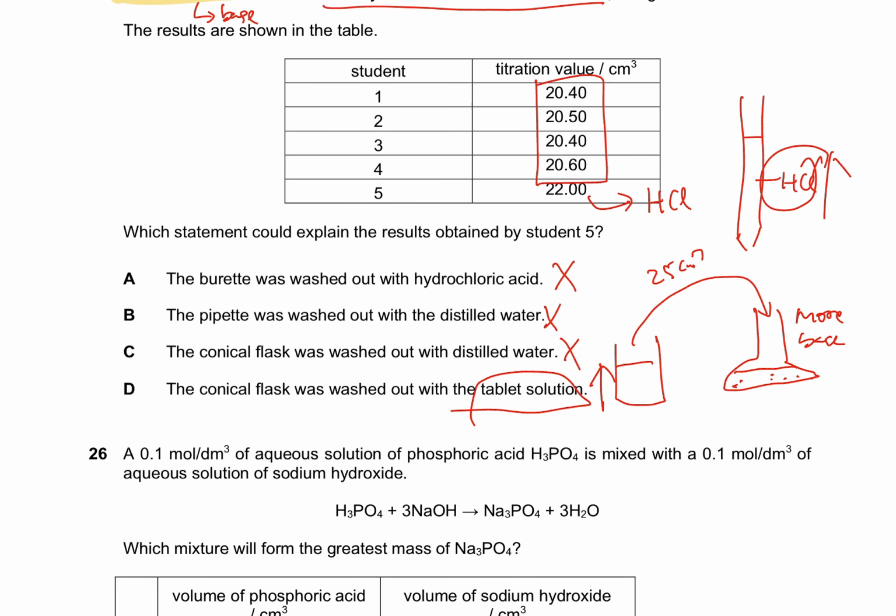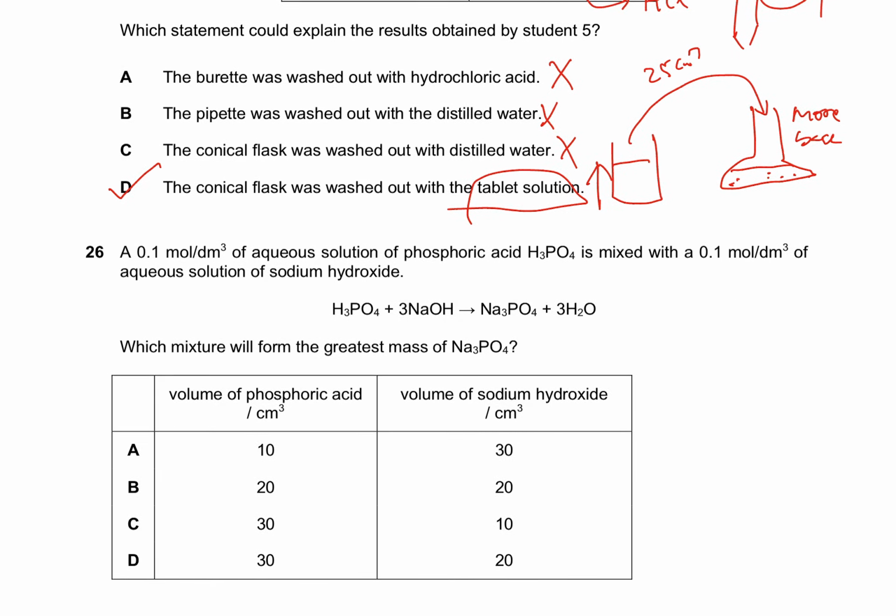So when that happens, that's why this will result in 22 cm³ of titration value. Okay, so the answer for this is D. So please remember, never wash your conical flask with anything else besides distilled water. Okay, next one. Question 26.